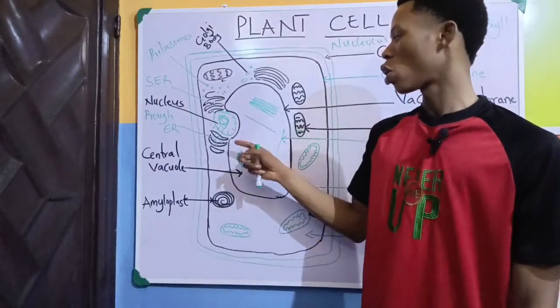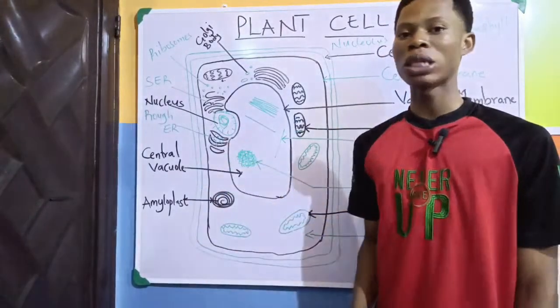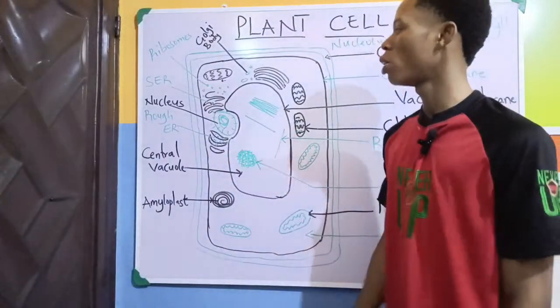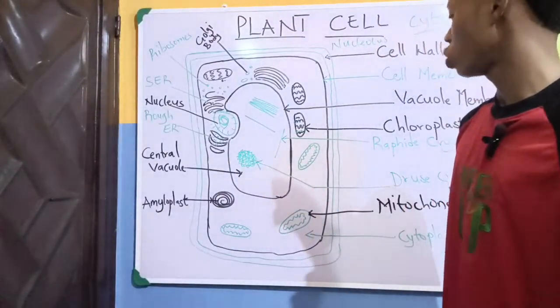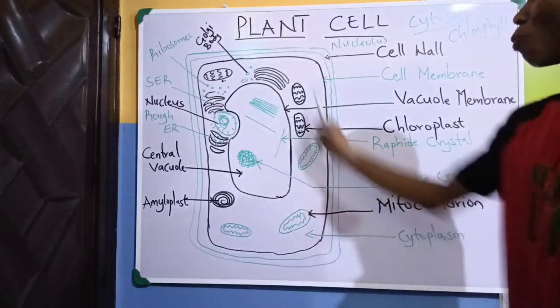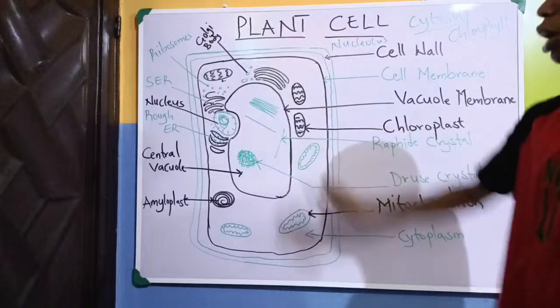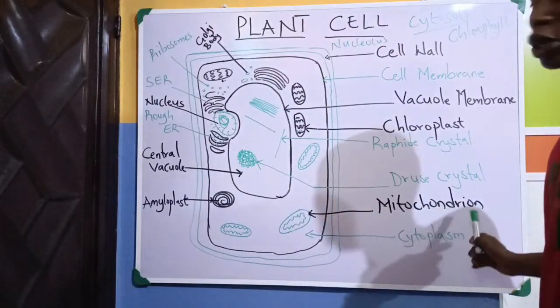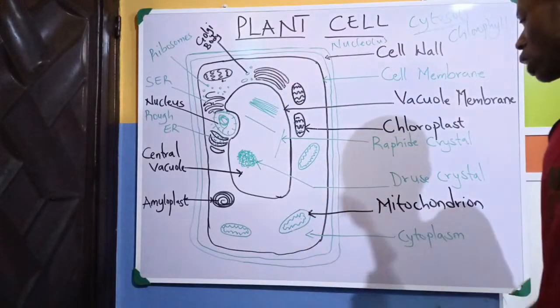So they call it a rough endoplasmic reticulum. Alright, so which other organelle have I not touched here? I've talked about the cytoplasm, this open space where other organelles are found. Talked about the mitochondria, which is the powerhouse of the cell.